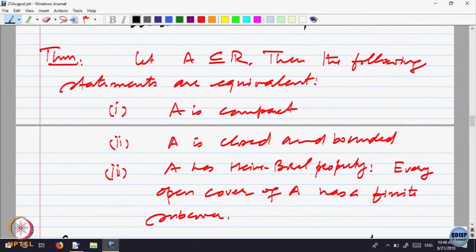In fact, we will define later on what is called a metric space, which is a generalization of R^n, basically a notion of distance, and this theorem remains true even for metric spaces. But the proofs are slightly involved, because there is no order, there is no way of saying bigger than or less than, right?